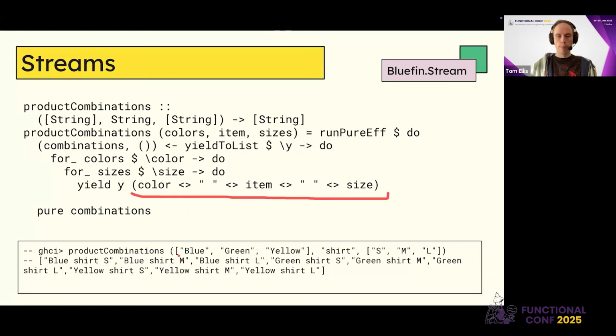Well, here I am putting in blue, green, and yellow as the colors, and small, medium, and large as the sizes. And I get one item for each possible combination. That's 9 in total in this case. So I've got a blue shirt small, blue shirt medium, so on and so forth, up to yellow shirt large.